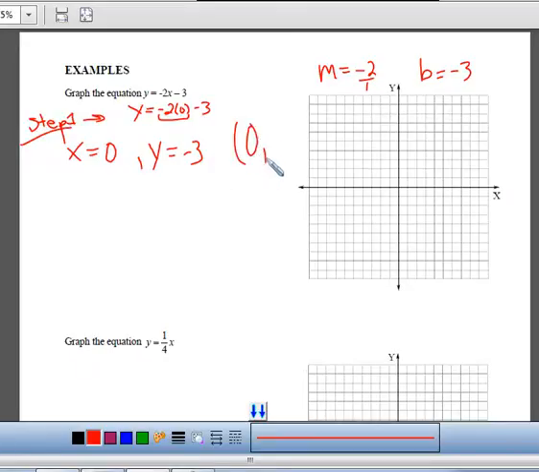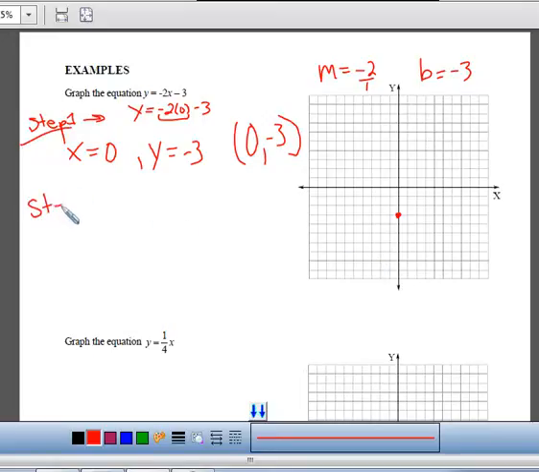Now some of you might be realizing that you don't need to write all this down to get it. For those of you that don't understand it, you're going to write this down every time. When I do the next one, I'm not going to do that. Okay, so the point is 0, negative 3. So I go down 3, and there's my y-intercept. Okay, that's my first point.